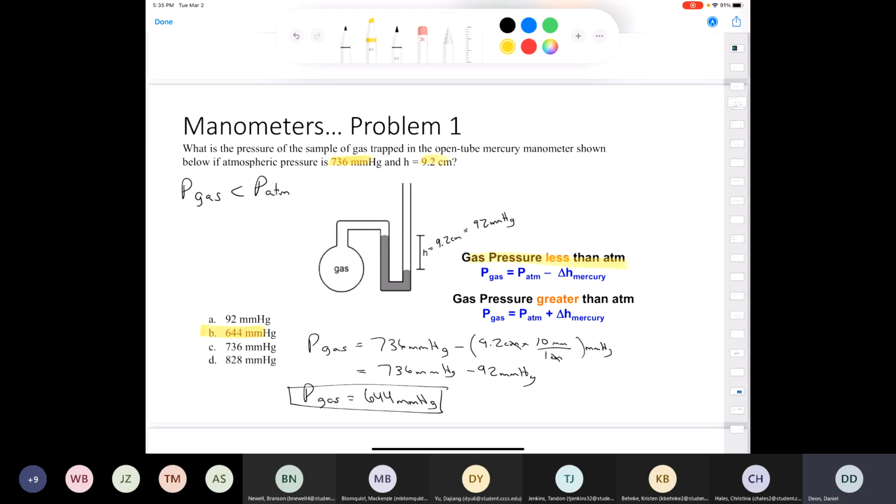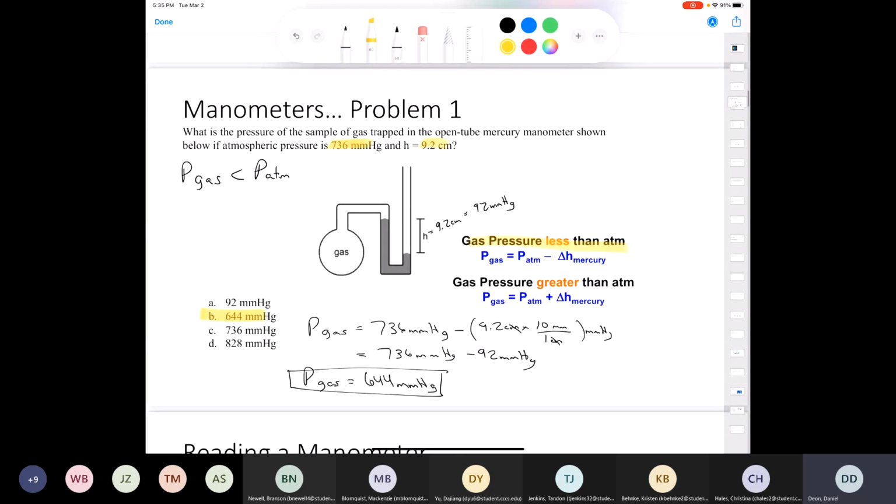Okay, so you can see again how that would lend itself to a multiple choice question on the next exam. Again, how did we know that the pressure of the gas was less than atmospheric pressure? Because the height of the column of the mercury was higher on the side of the gas than it is over here, right? The pressure of the atmosphere must be more because it's pushing it down more on this side. If the pressure of the gas was higher, then the height of the mercury would be higher over here.